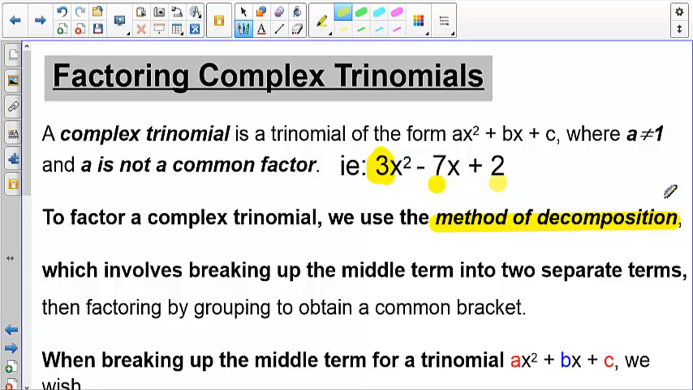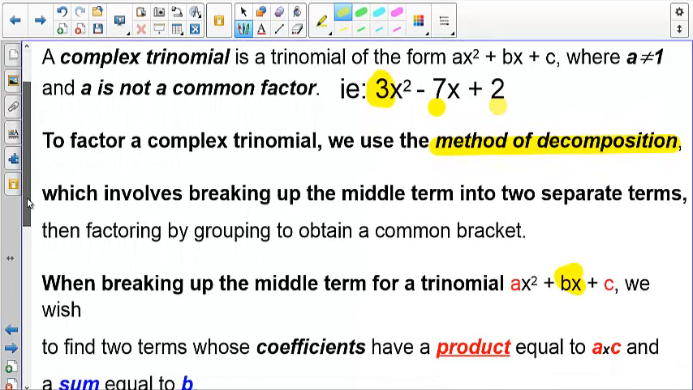Okay? This method involves breaking up that middle term into two separate pieces. So the middle term, again, being that term that's attached to x, whatever that number is. And then factoring it by grouping to obtain that common bracket.